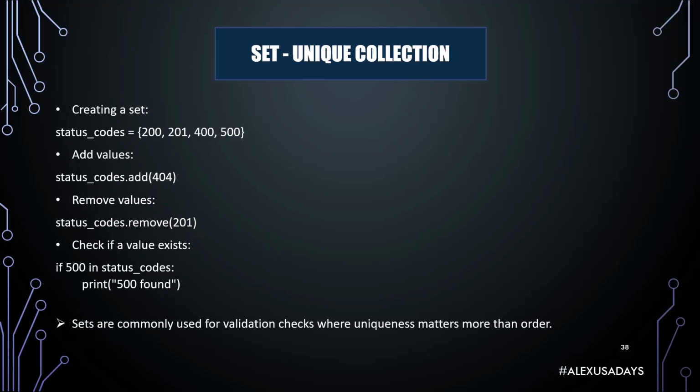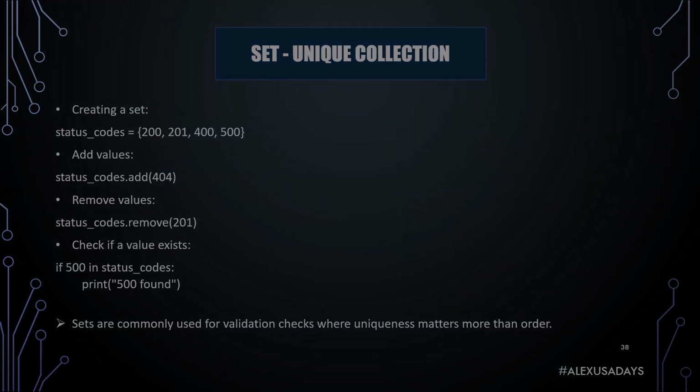To create a set, put values within curly braces separated by a comma. To add values, you can use .add on a set. To remove values, you can use .remove on a set. And to check if a value exists, you can do if, then the value you're looking for, in the name of the set, and then do some action after. For example, print 500 if 500 was found. Sets are commonly used for validation checks where uniqueness matters more than order.